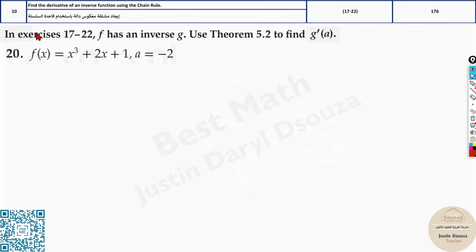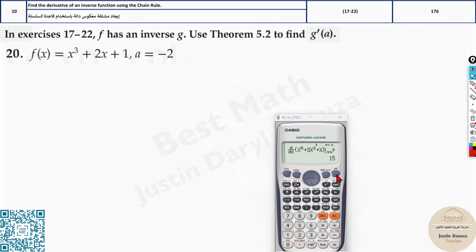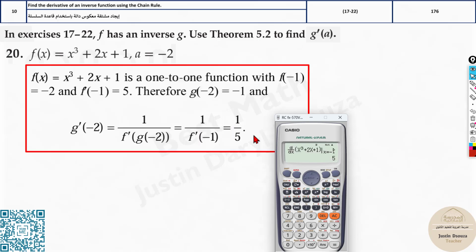So here we will again use our calculators and solve this. All you need to do is write the given function, x to the power 3 plus 2x plus 1. And you just have to make it equal to, what is the given value? A value is -2. Shift and solve. The answer is -1. So now you need to derive this given function, x power 3 plus 2x plus 1 at -1, because we got the x value. So the answer is 5. The final answer must be 1 by 5.